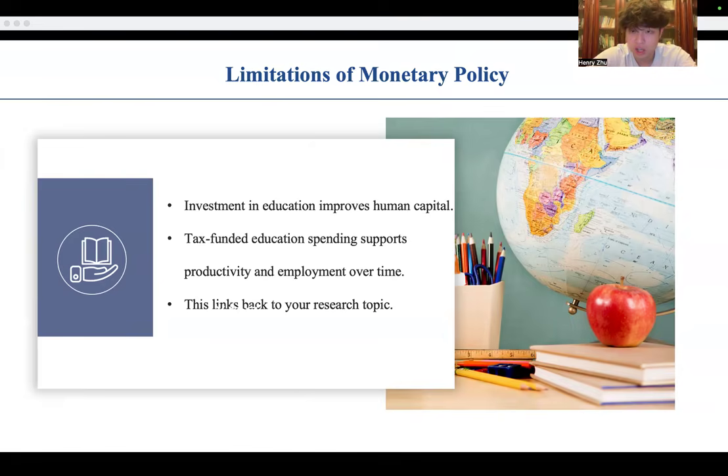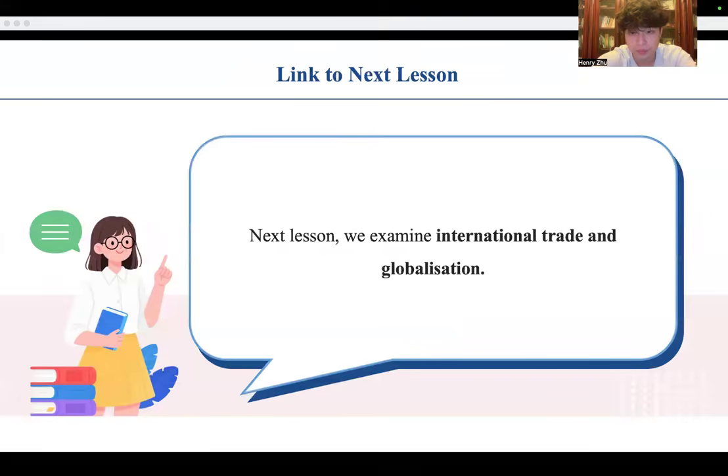Of course, education spending must be funded through taxation or borrowing. So even beneficial policies involve trade-offs between today's costs and tomorrow's benefits. It's another reminder that economic policy is all about making choices.